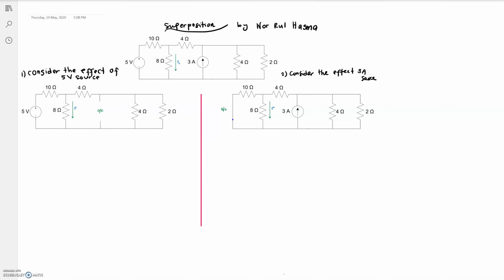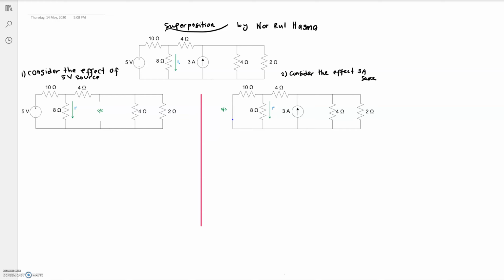Take a look at this example. This is a superposition circuit. There are two sources: a 5 volt voltage source and a 3 amp current source. In order to solve using superposition, you have to consider only one source activated, and the other source must be terminated.